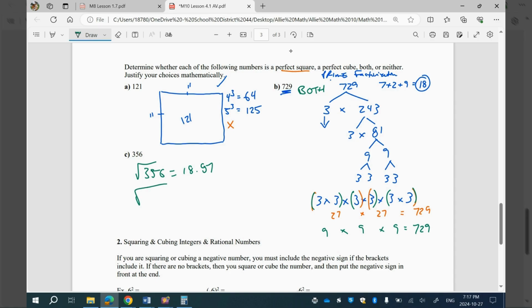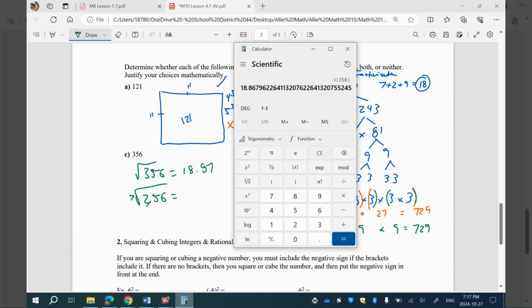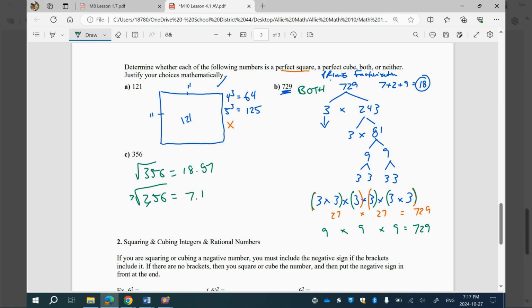And now let's try the cube root. Let's just do this in our calculator. 356 equals. 356. Let's do cube root, 7.1. So no, neither of these are a whole number.